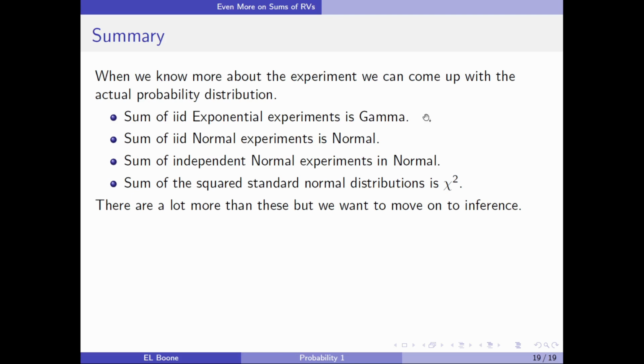Okay, so what did we learn? We know that the sum of IID exponential experiments is gamma. And if they're just independent, you can come up with gamma as well. The sum of normal experiments is normal. Independent normal experiments is normal. For the squared standard normal distributions, the sum of those is chi-squared. And there are a lot more of these that you can go look up. I'm just trying to give you the flavor of how these things work. There's lots more that you could look up and work out.